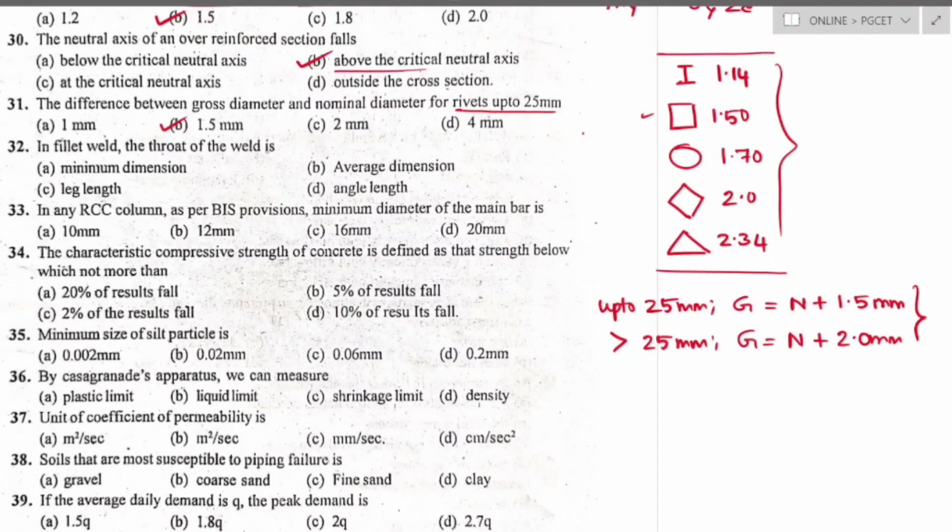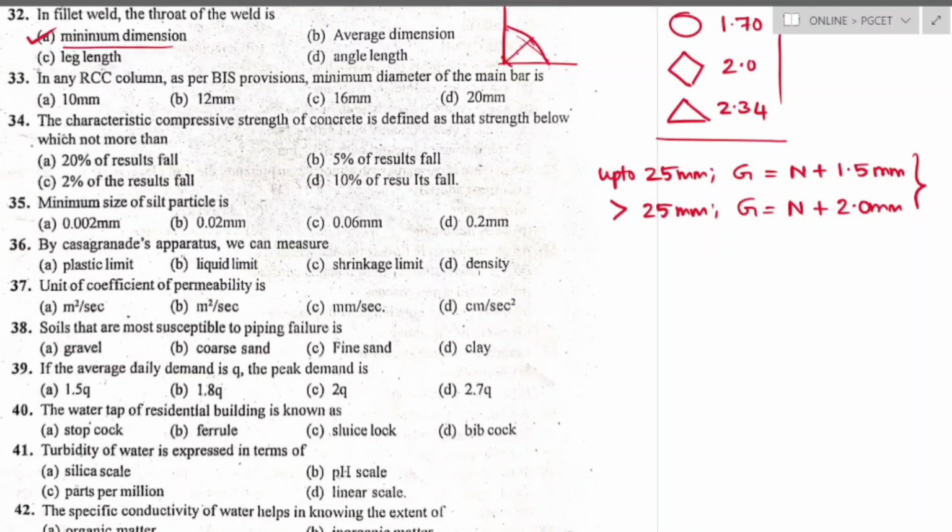Question number 32. In a fillet weld, the throat of the weld is minimum dimension. The throat of the weld is defined as the perpendicular distance from root to the hypotenuse. So let's draw a fillet weld section. This is the fillet weld section, and the throat of the weld is minimum dimension, that is from the root to the hypotenuse. So this will be the throat of the weld. So option A is the right answer, that is minimum dimension.